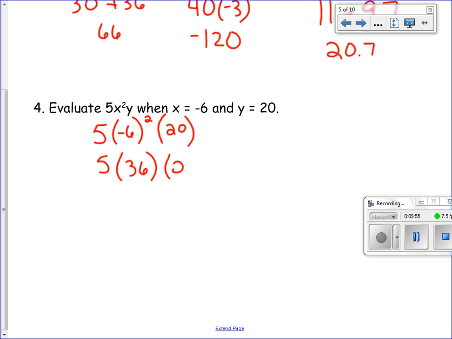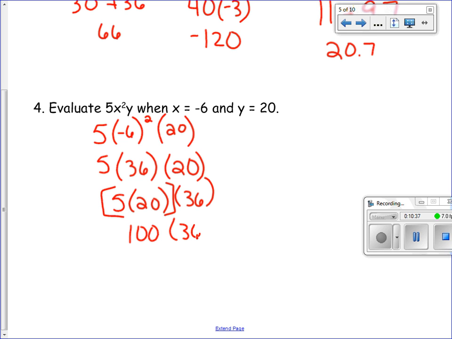Now tell me which property we would use next, someone that I have not heard from. Yes? Commutative. Commutative, good. So I'm going to commute. Is this correct? Is this what you were speaking of? Okay. Then you would do what? Associative. Okay. So associate those two. 5 times 20 is? 100. And because you know that anything times a multiple of 10, your answer is going to be what, class? 3600.